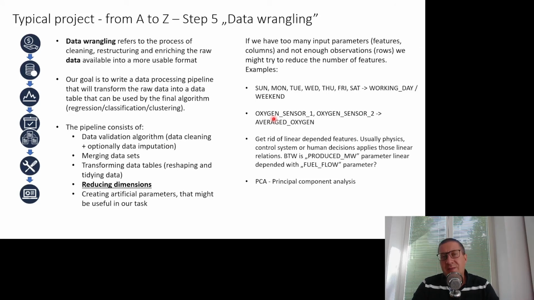Usually the physics, the control system, or human decisions, the operator decisions, apply those linear relations. So the produced megawatts, the parameter that is measured in the power plant, on the power boiler, can be, and it is, linearly correlated with the fuel flow because of the control system that controls the plant. If we want to generate more megawatts, we need to add more fuel. The linear correlation is obvious.